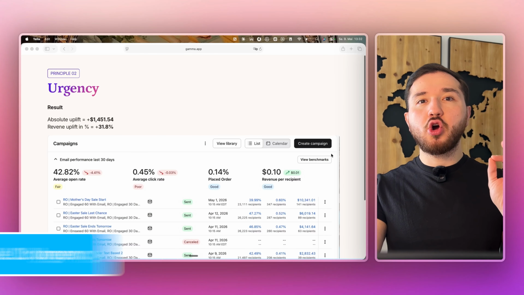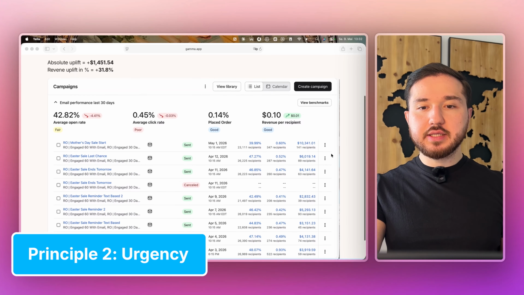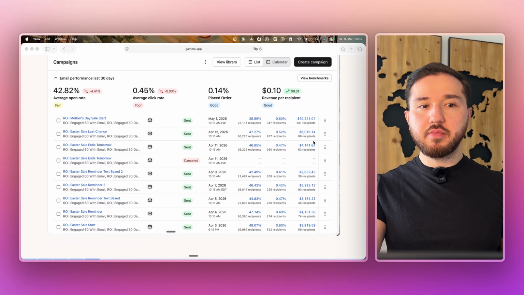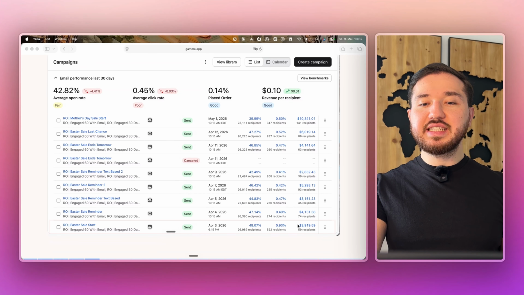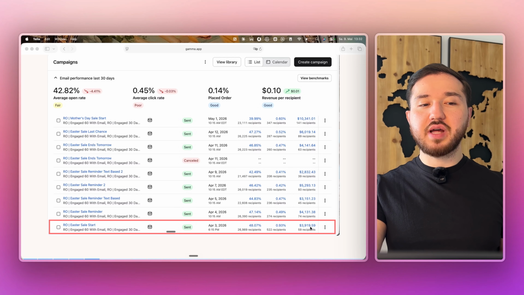The next principle is urgency. And what you can see here is, here's the email campaign where we maximize on urgency. And here's the Easter sale start email, which did $3,900.